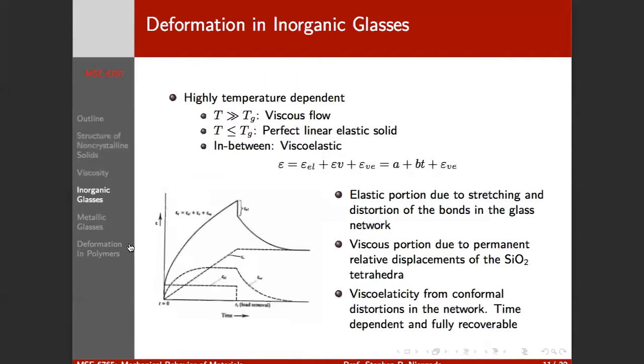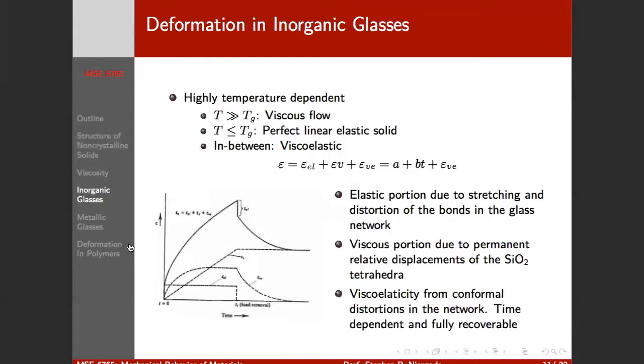So the viscoelastic portion, right? The total strain is an elastic portion, a viscous portion, and a viscoelastic portion. The elastic portion is due to stretching and distortion of bonds in the glass network. The viscous portion is, as we said, due to the permanent relative displacements of the SiO2 tetrahedron. Remember, when we're distorting this, we're not breaking those covalent bonds. We're rearranging the tetrahedrons, right?